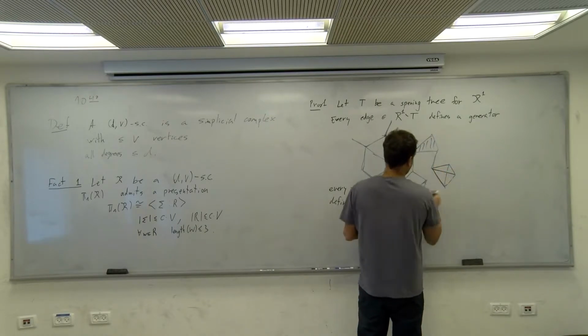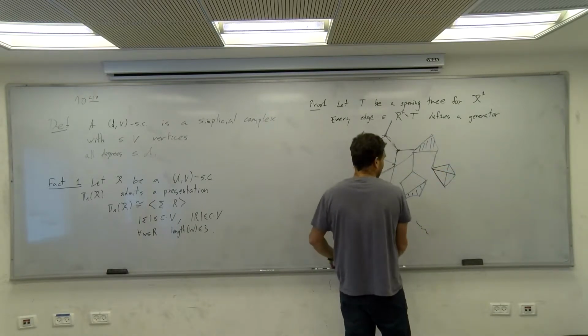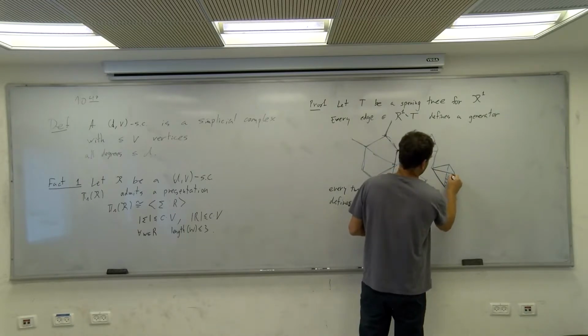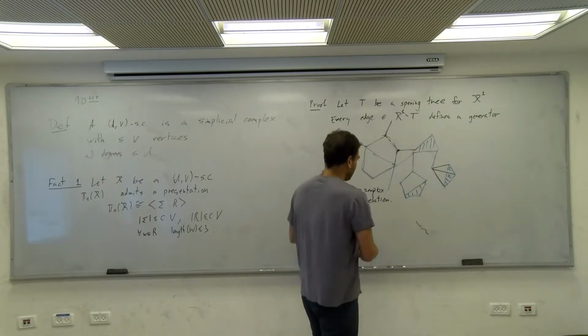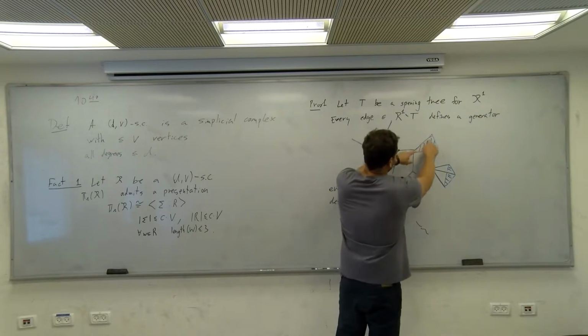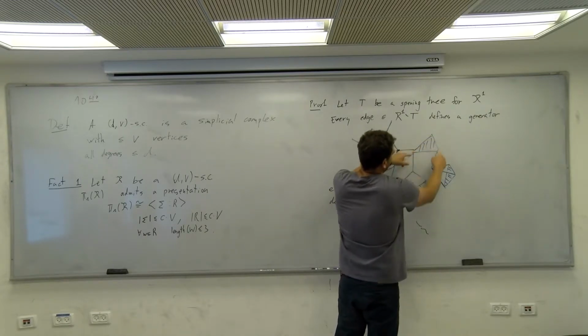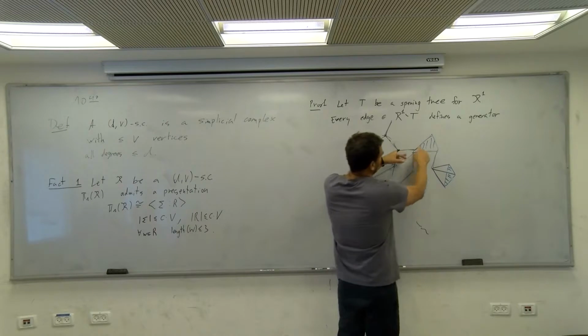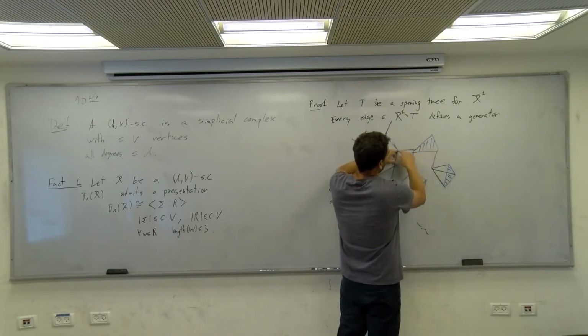And this belongs to the spanning tree. And these two simplices, let's say this one is closed. So you see that every two simplex gives me one relation. So for instance, this one will say that this generator is actually equal to 1.